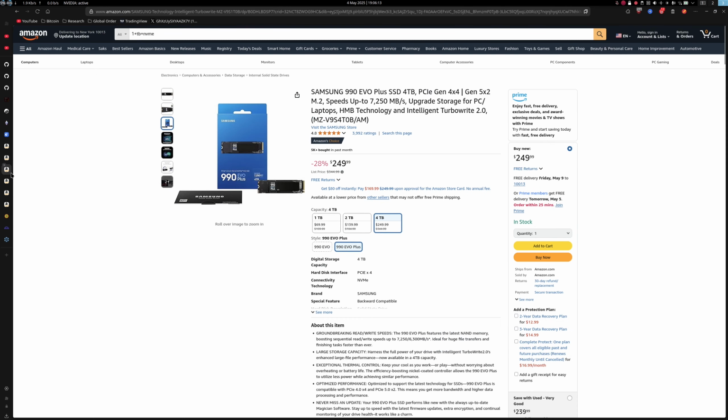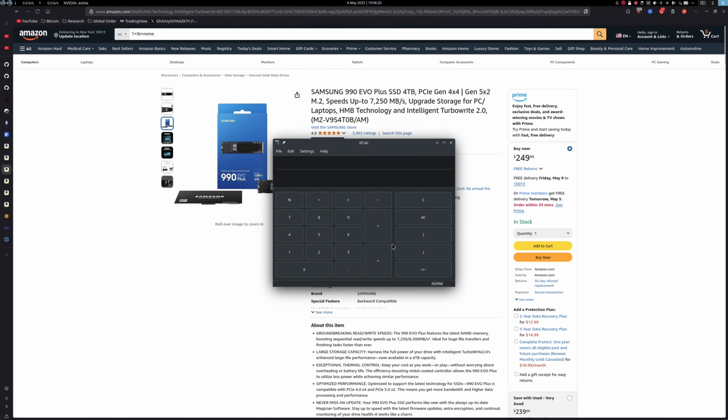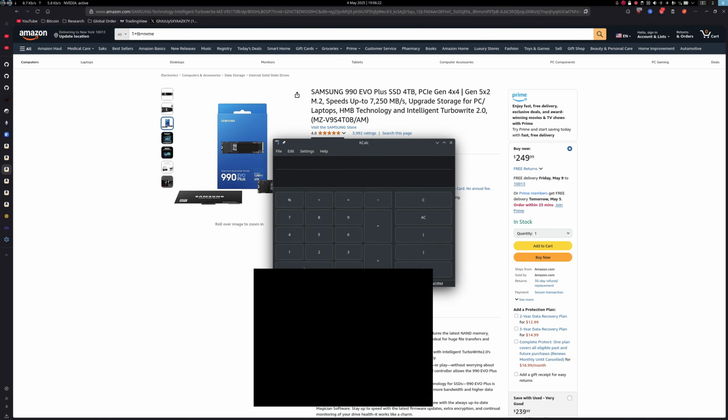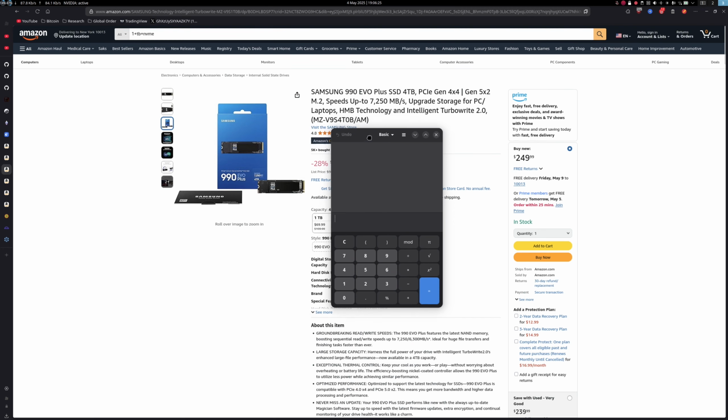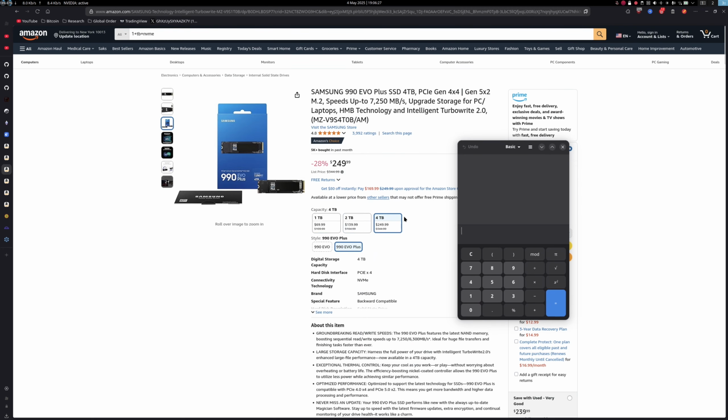If we look at Ethereum now, Ethereum's blockchain size is 20 terabytes, so we'll need a calculator. Since Ethereum's blockchain is 20 terabytes, and this is a 4 terabyte SSD, 20 divided by 4 is 5 of these. We'll add an extra SSD, so that's 6. So 6 times the price of this item.